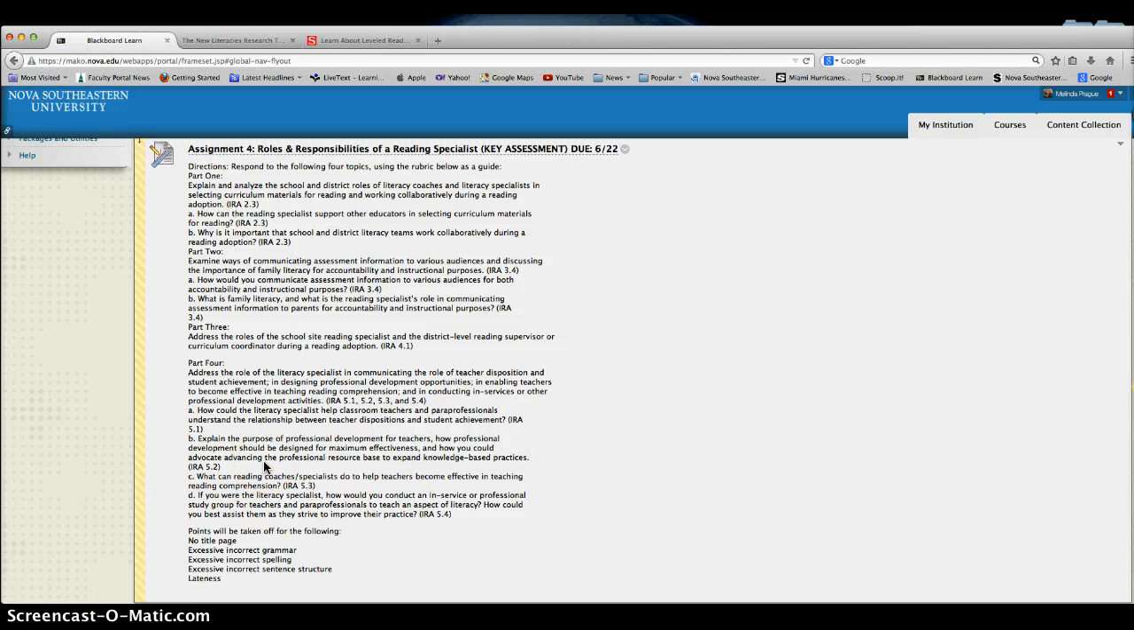Explain the purpose of professional development and how it should be designed for maximum effectiveness. What can reading coaches and specialists do to help teachers become effective in teaching reading comprehension? If you were the literacy specialist, how would you conduct an in-service or professional study group for teachers? How could you best assist them as they strive to improve their practice?